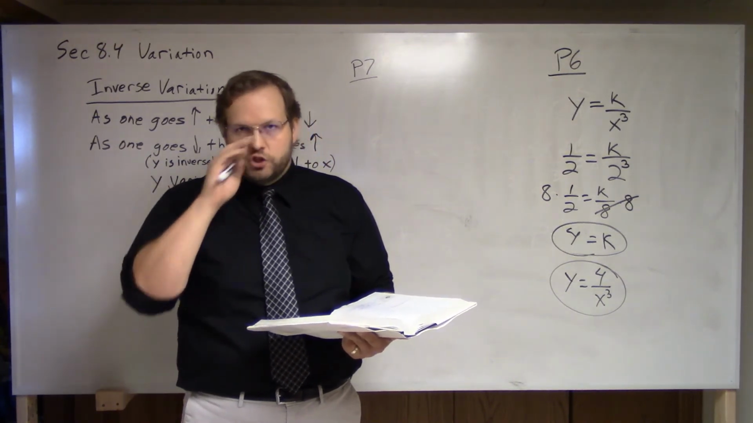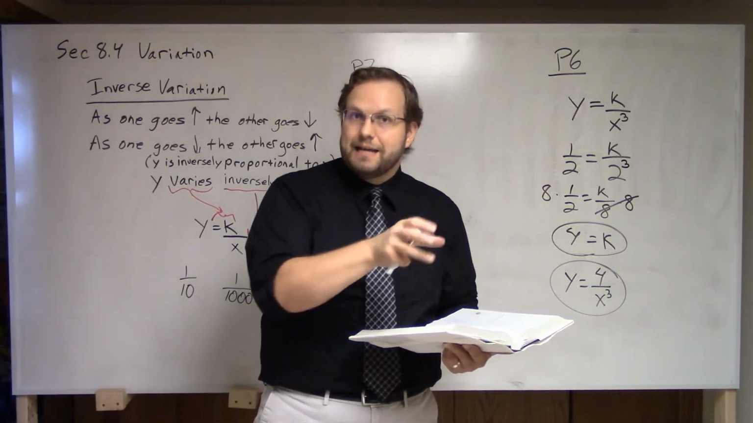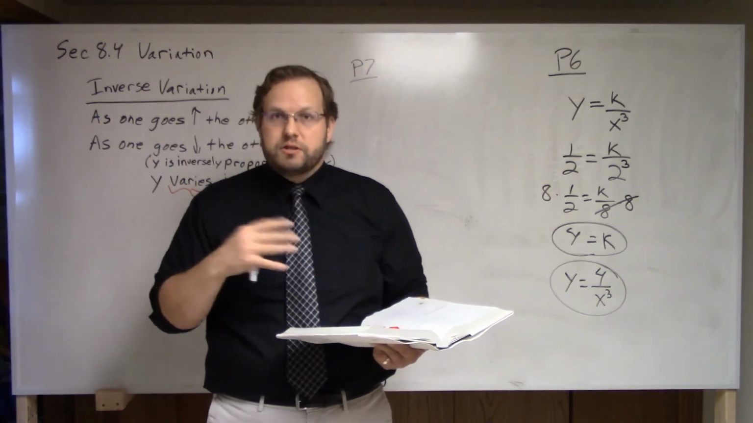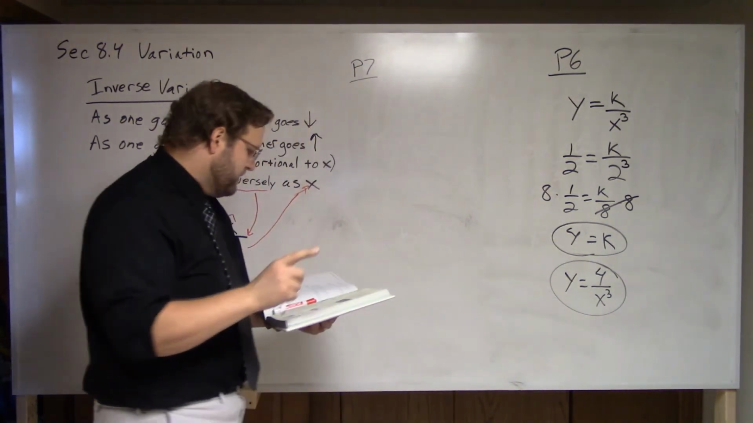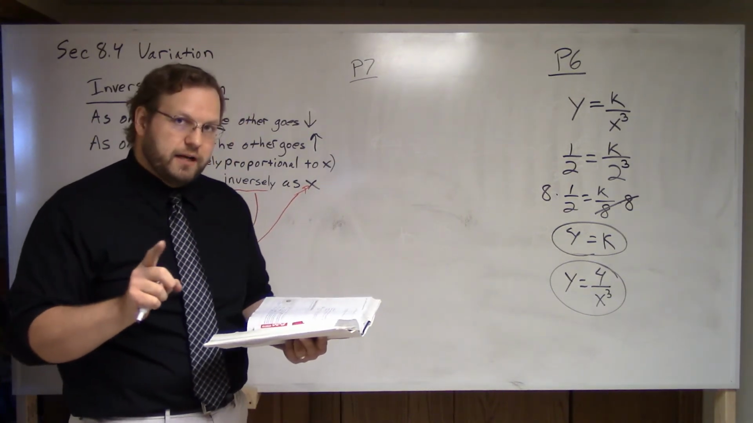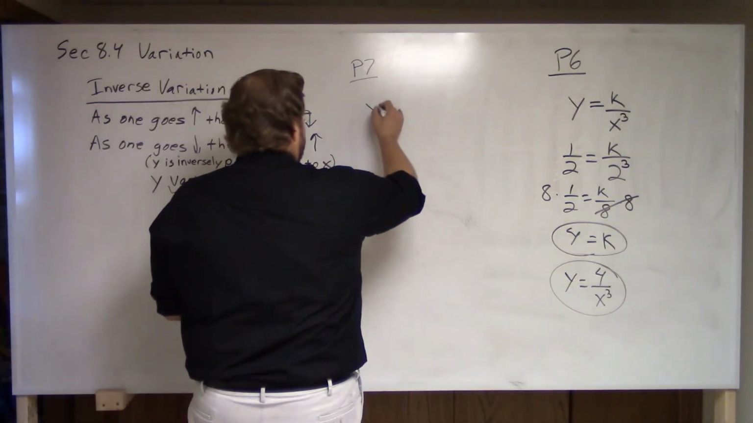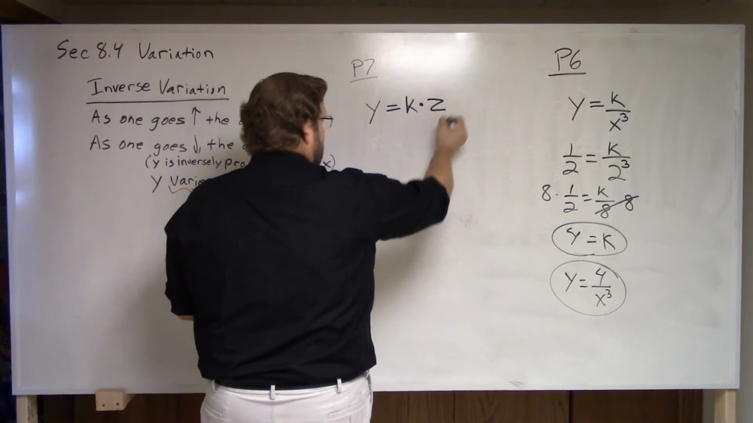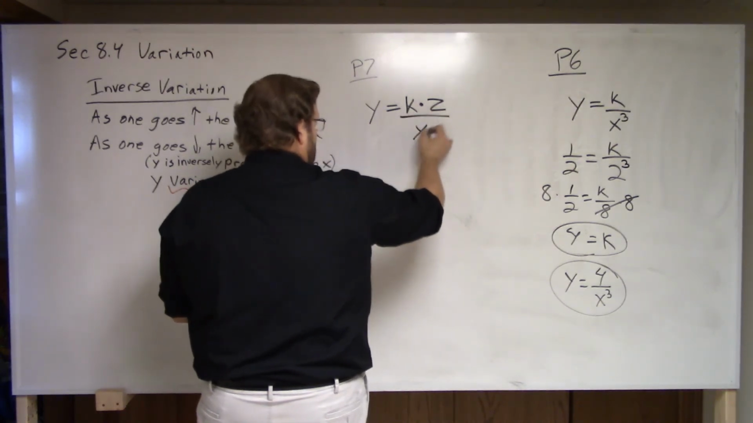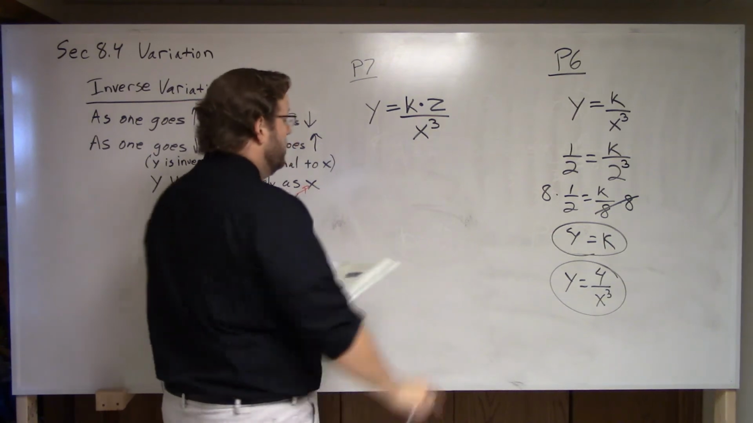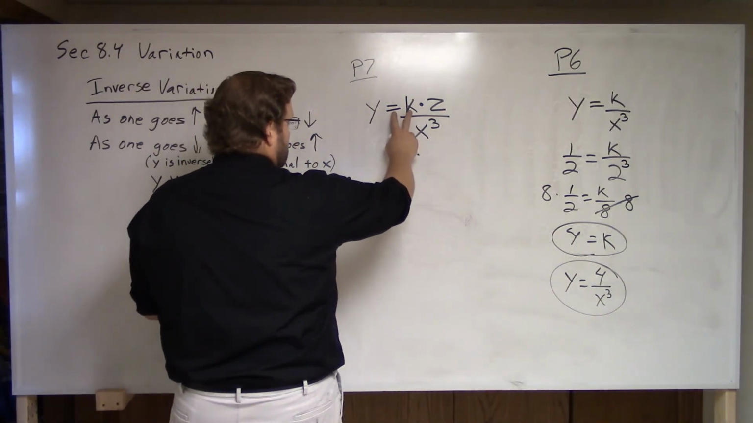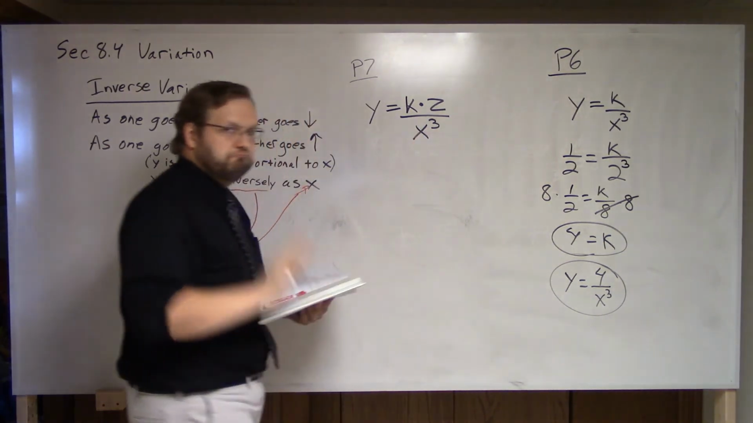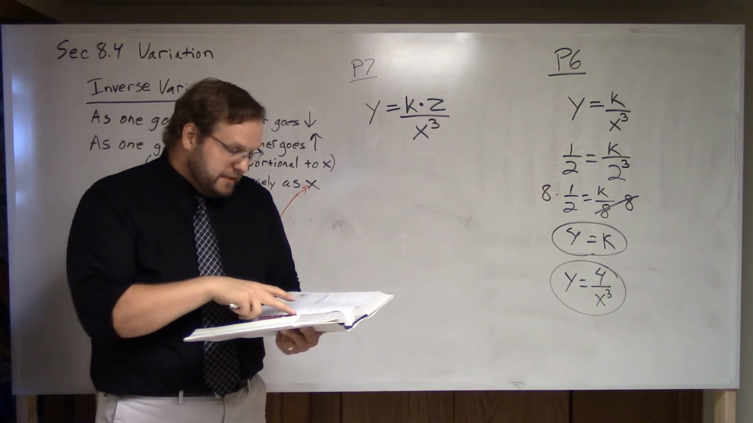Now, what they're doing is not a joint variation, they're combining different types of variation. But since we're multiplying and dividing, we can interact those different variations. So it says, suppose that y varies directly as z and inversely as the cube of x. Watch me here. y varies directly as z and then inversely as the cube of x. That's it. Okay?